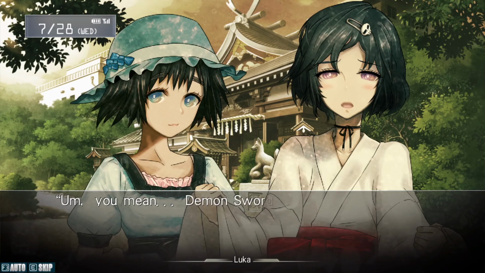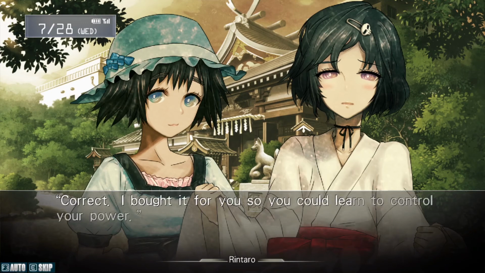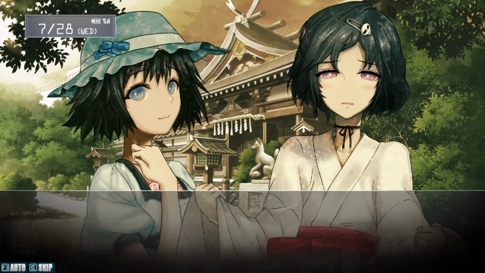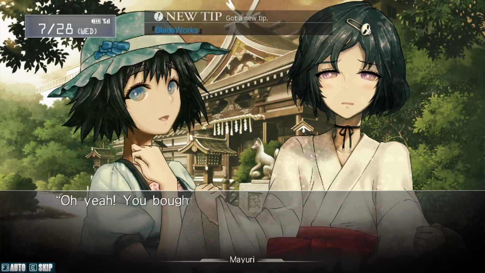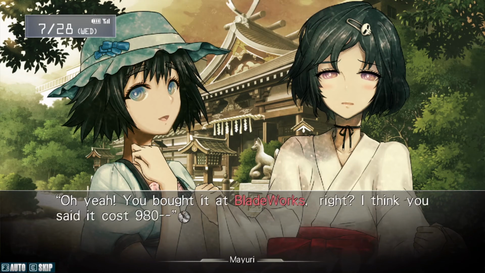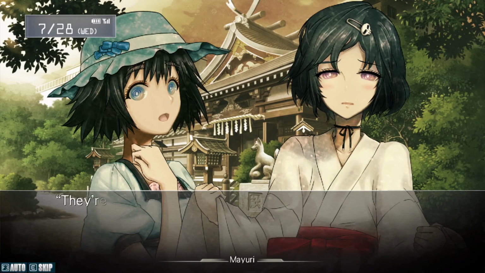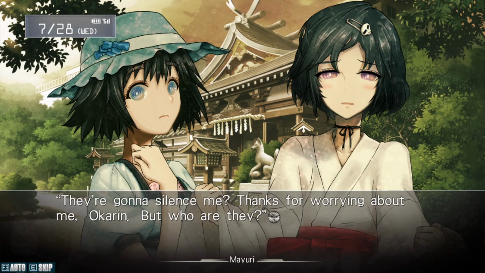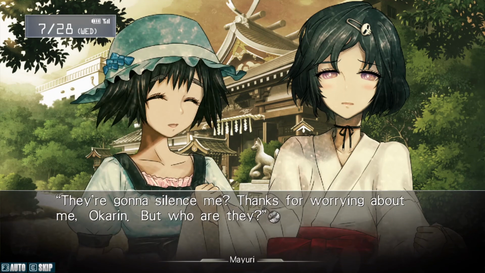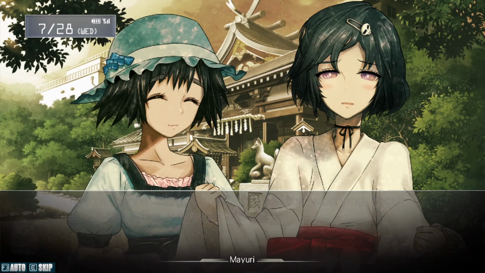You mean Demon Sword Samadare? Correct. I bought it for you so you could learn to control your power. Oh yeah, you bought it at Bladeworks, right? I think you said it cost 980. Don't say another word anymore and they will come to silence you. They're gonna silence me. Thanks for worrying about me, Ocarine. But who are they? I ignore Mayuri's question.